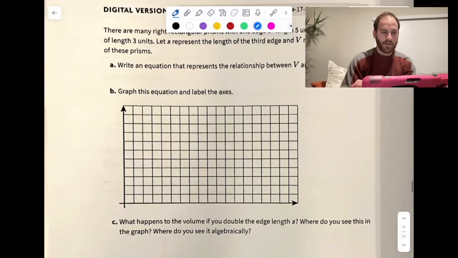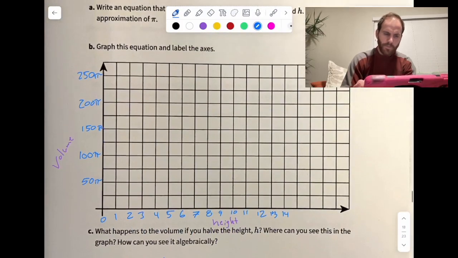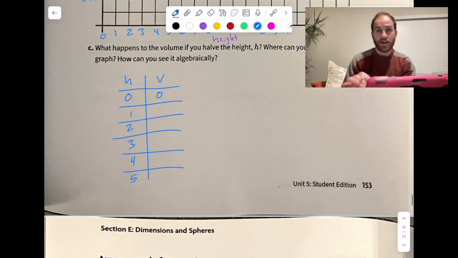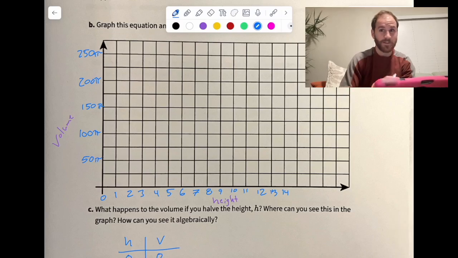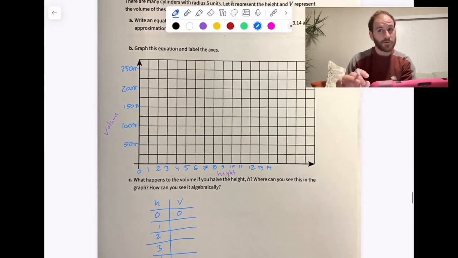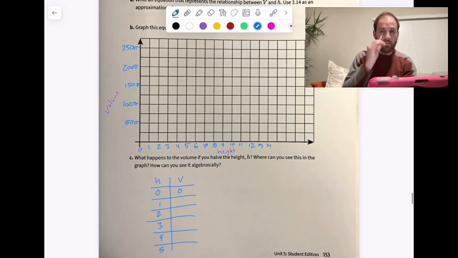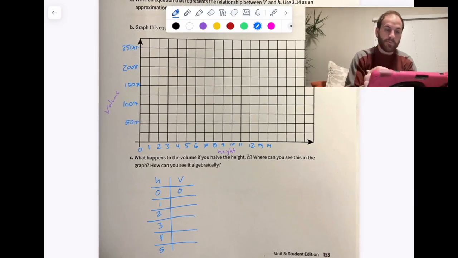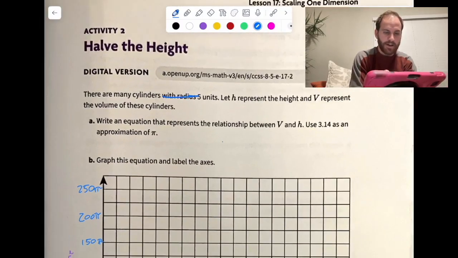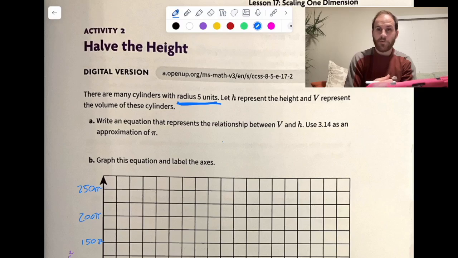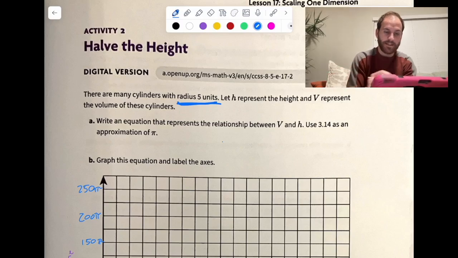If y'all want to follow along with the graph, it's on page 153, but I'm pretty much going to do this for y'all. If you want to fill it out as well, that's fantastic. But you do also want to take some notes here. I'll let you know what you need to note. The idea is if we had a cylinder with a radius of 5 units, and we start multiplying the height by things, how is that going to affect the volume? Let's figure out an equation for this first.